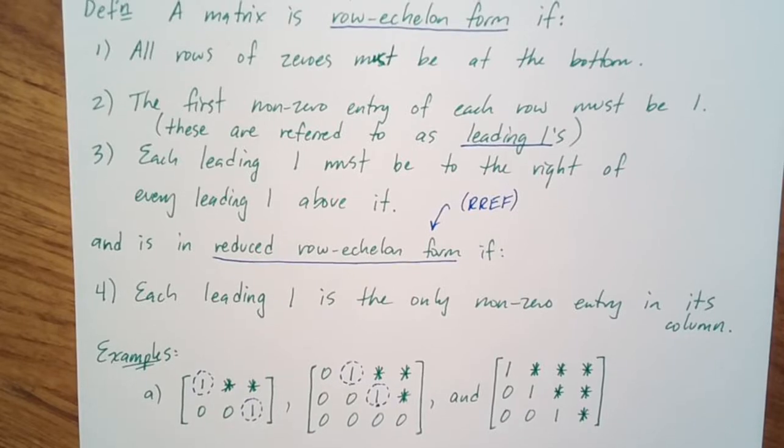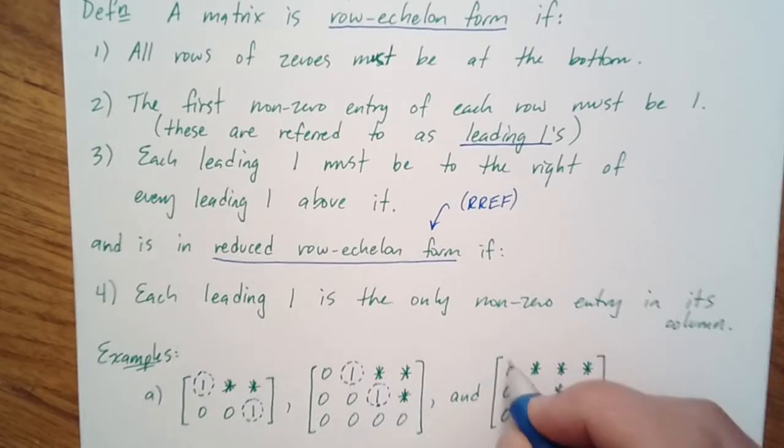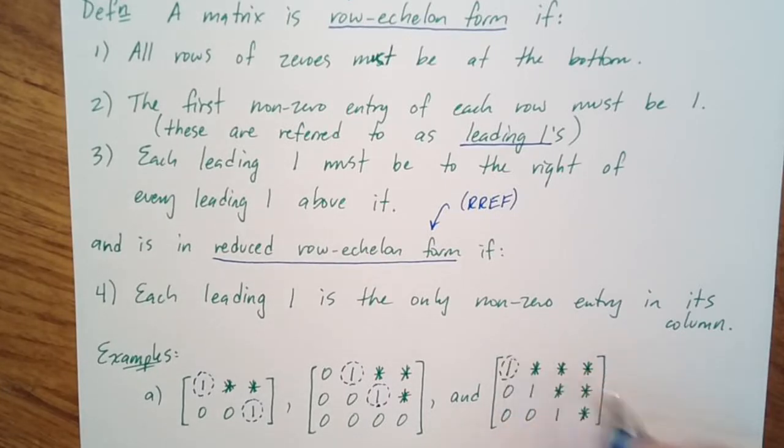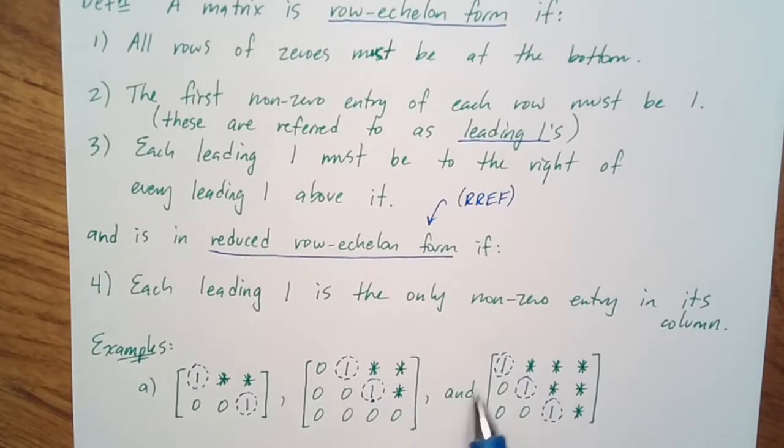So first condition, check that all the rows of zeros must be at the bottom. And there are no rows of zeros, so you can check off the first condition as automatically being satisfied. The second condition says that the first non-zero entry of each row must be a 1, so circle the first non-zero entry of each row and make sure that they are all 1s. And certainly they are, right? The first non-zero entry in each row, they're all equal to 1s.